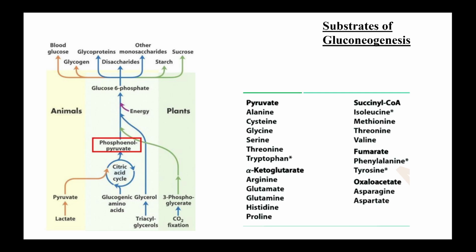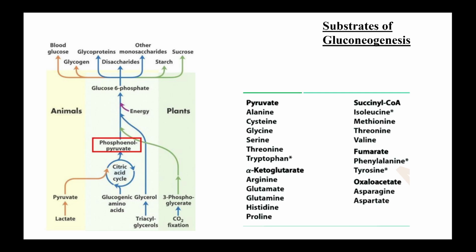Then we have arginine, glutamate, glutamine, histidine, and proline, which can get converted into alpha ketoglutarate, and that can ultimately get converted into oxaloacetate and phosphoenol pyruvate. And we have asparagine and aspartate that can get converted into oxaloacetate. So these are all glucogenic amino acids that can enter the TCA cycle at different intermediate stages.